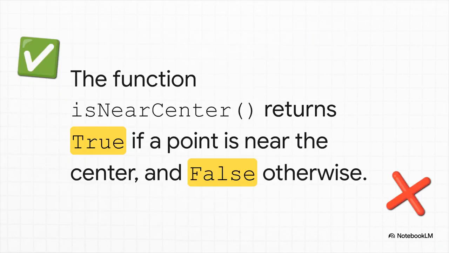Take a look at this function, isNearCenter. Its entire job in life is to answer one simple yes or no question. Is this coordinate near the center of the screen? If the distance is close enough, it returns true. If it's too far away, it returns false. Now the main part of our code can just ask that simple question and get a clear, direct answer to act on.